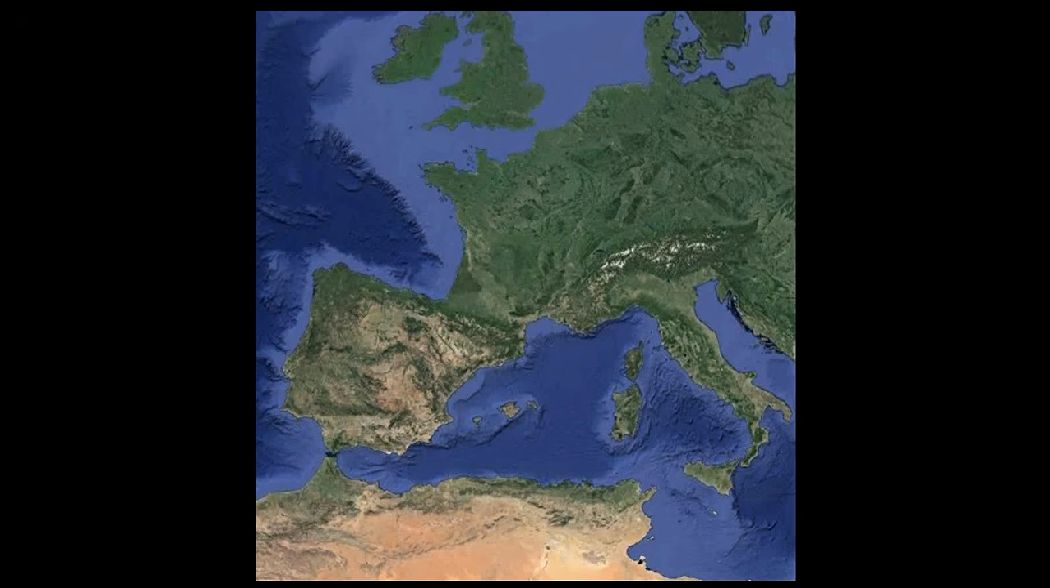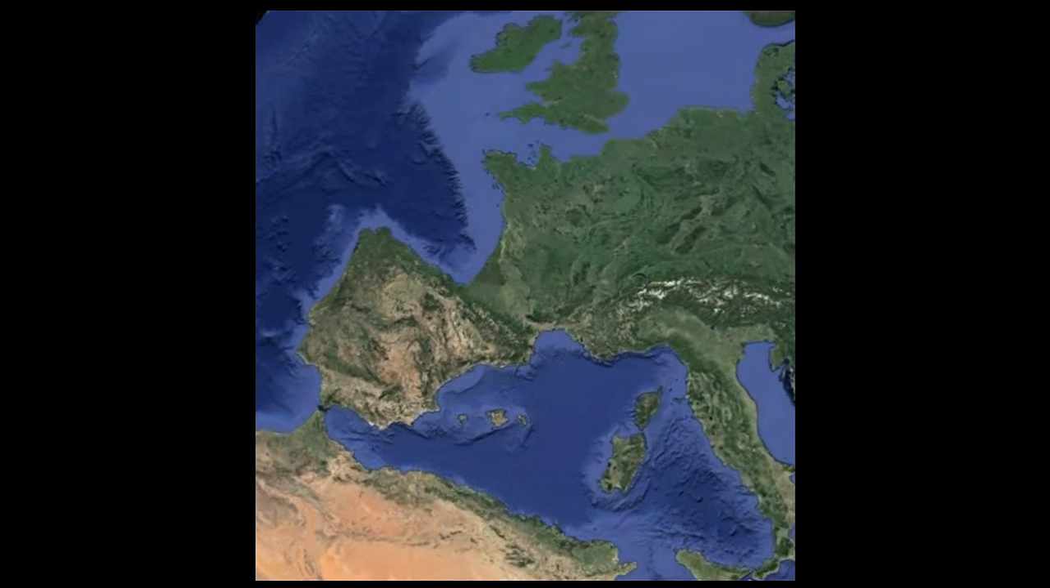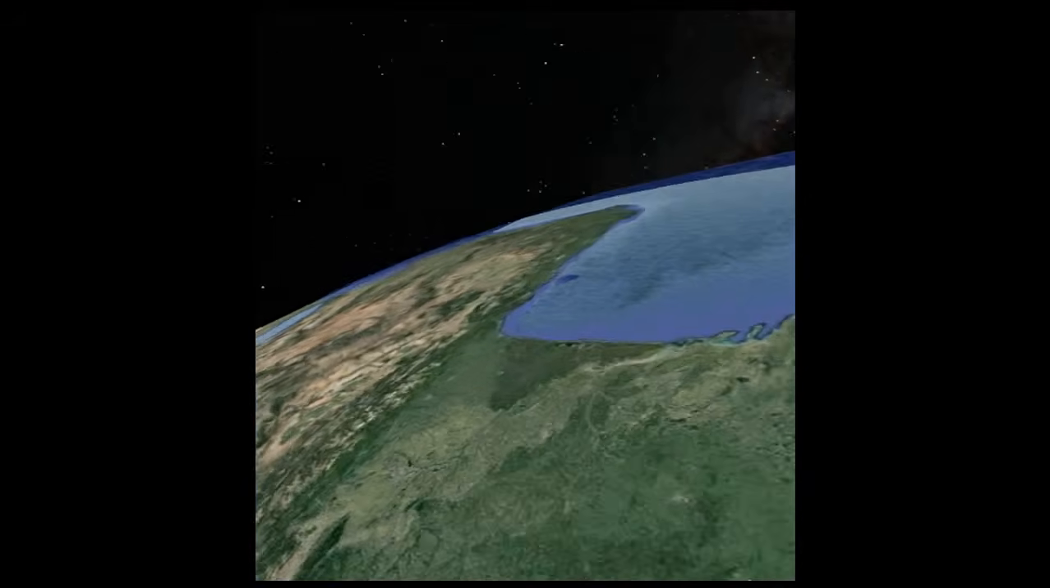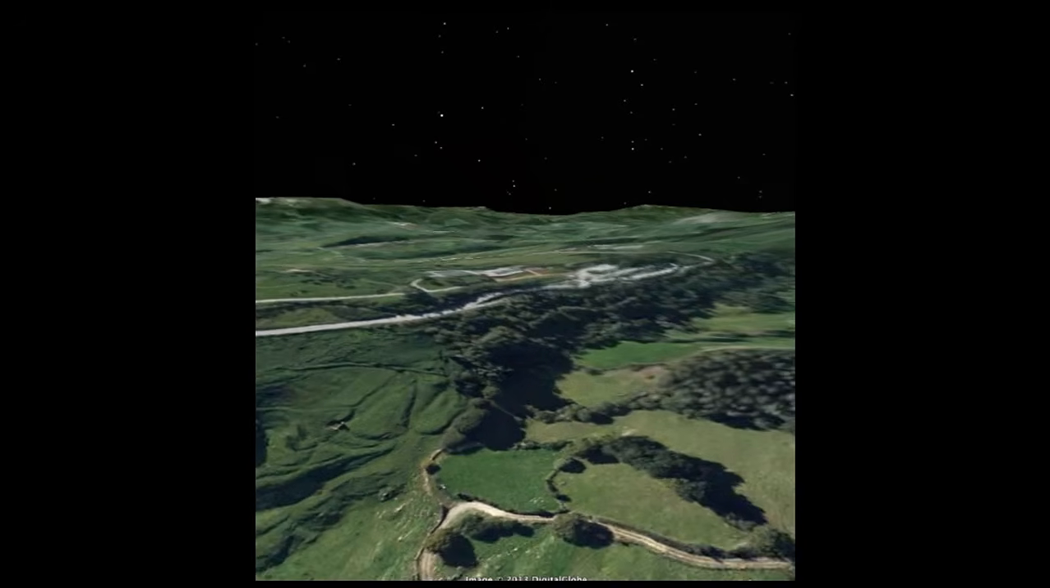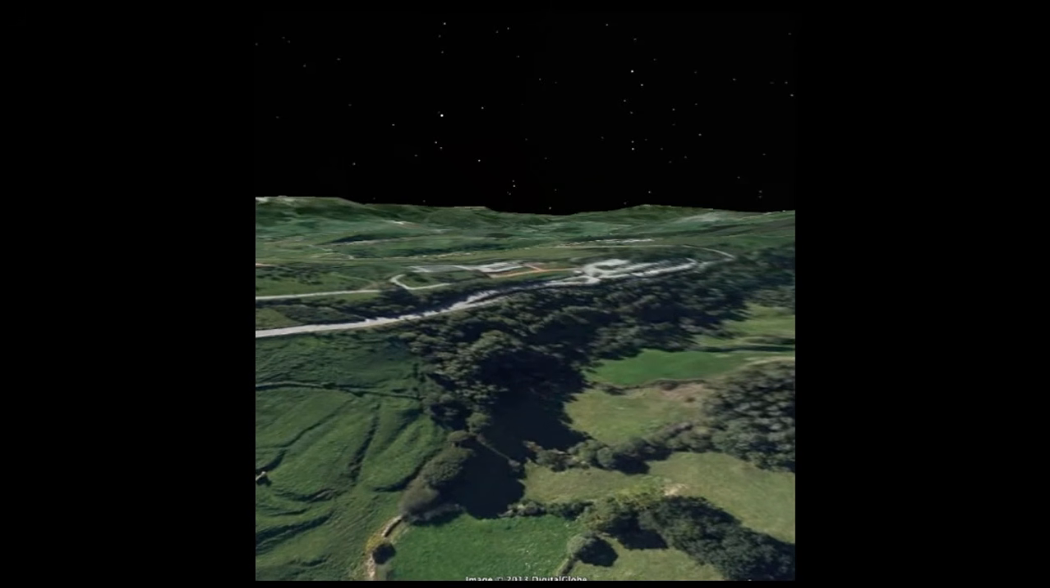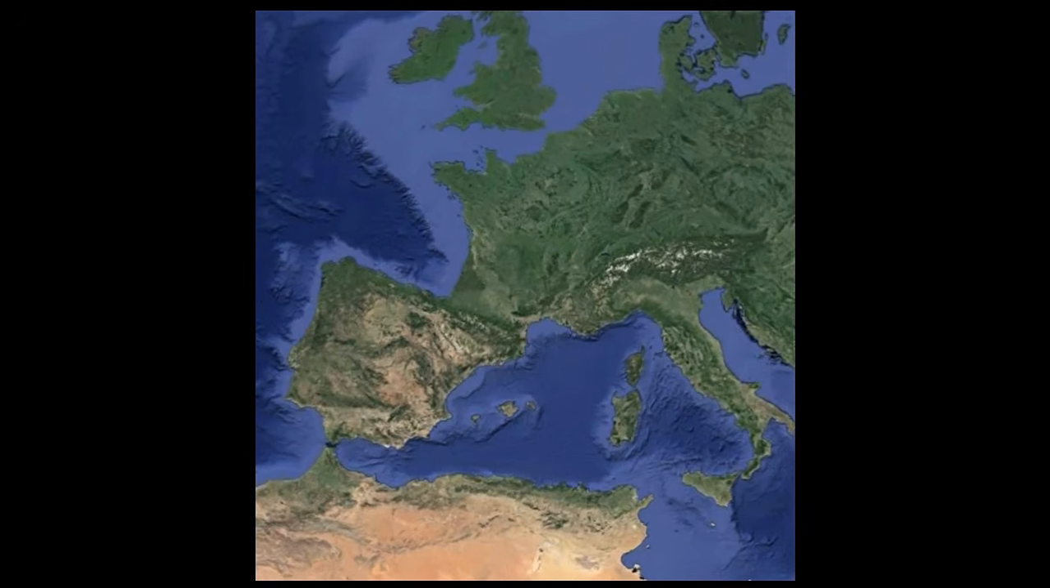So let's just take a look at this. This is the best way to get a sense of where these sites are located. If you take a look, this will fly us down to the northern coast of Spain. And right here in a low bluff of hills is where Altamira Cave was located.